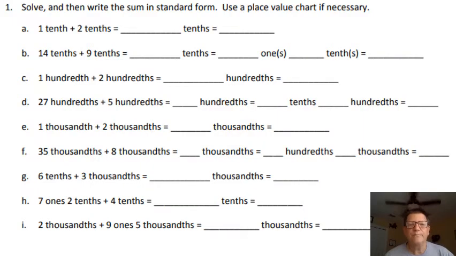Now this first one says solve and then write the sum in standard form. Use place value chart if necessary. So basically we're solving it in unit form, then we're going to rewrite it in standard form. Okay, so let's start off.